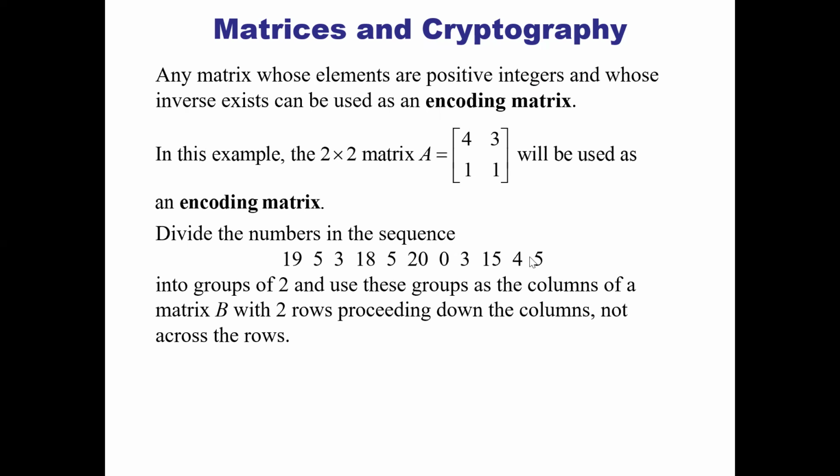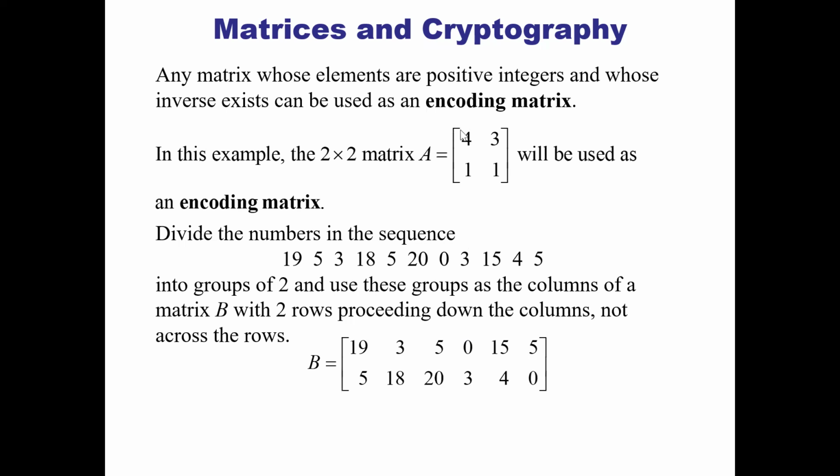What we're going to do is divide the sequence for "secret code," which was found using the letters, into two groups and use these groups as columns of a matrix, with rows proceeding down the columns. So not across, we're going to go down. It's 19, and below it 5, then 3, 18, 5, 20. We keep going down as we go across. Then a space, which is 0, then 3, 15, 4, 5. If there's empty space left over at the end, we need to add a 0 there.